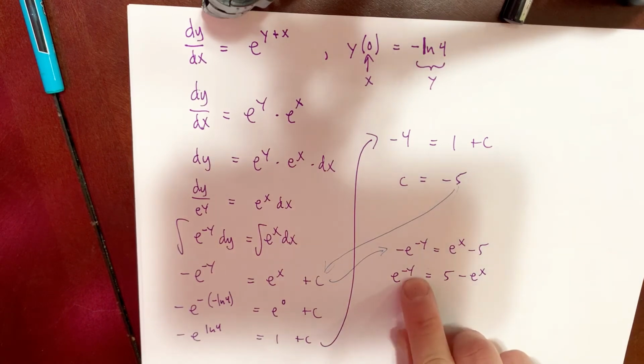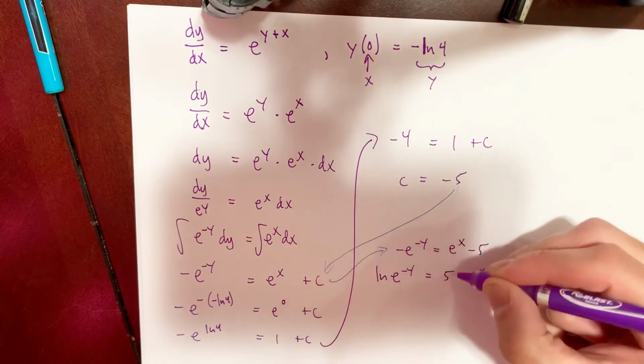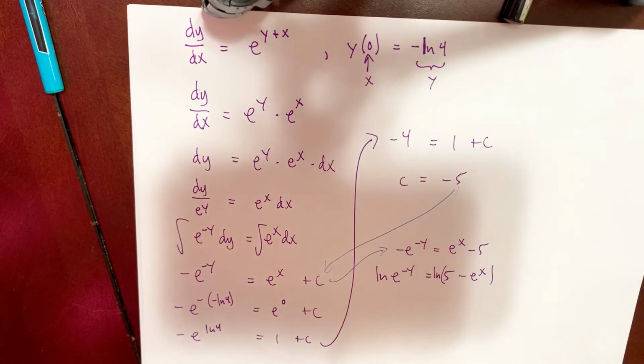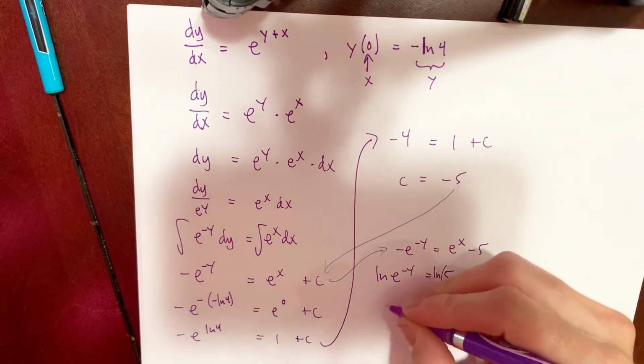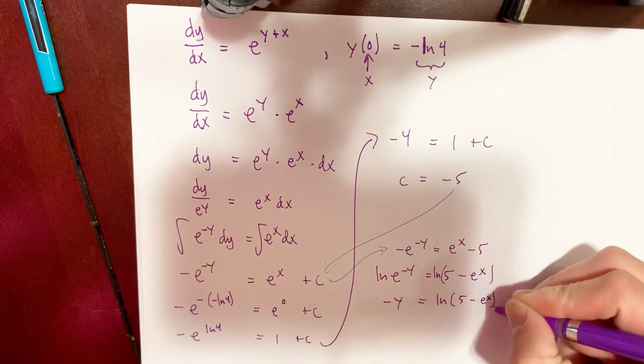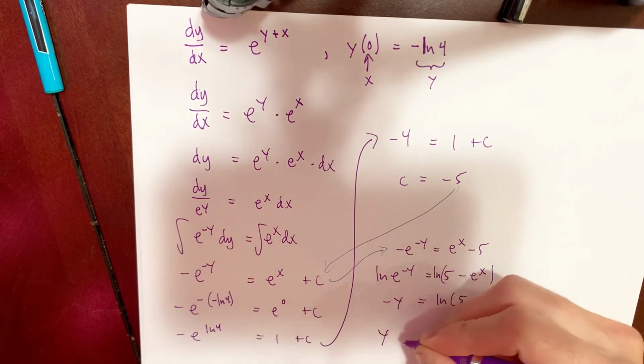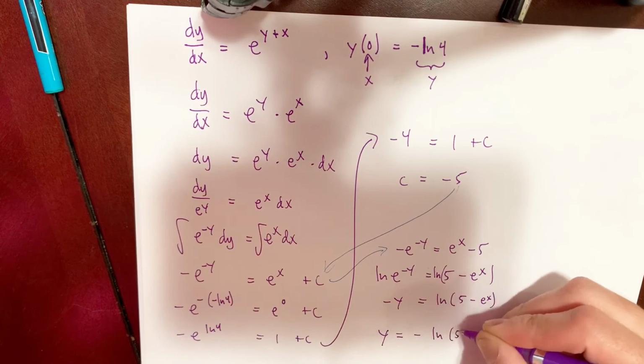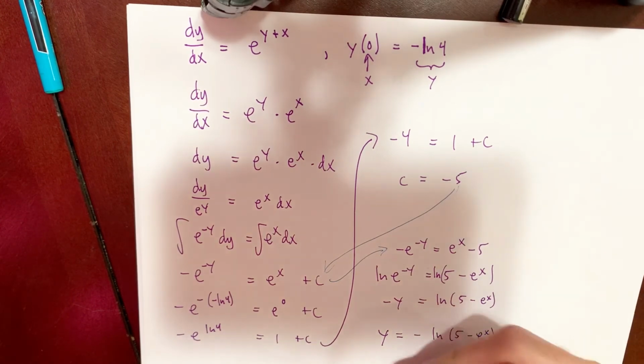And now I need to get y alone. So what I'm going to do is take the natural log of both sides. Because ln of e knocks out, it's just negative y equals natural log of this content, divide by the negative. So y equals negative ln of this. That is the final result.